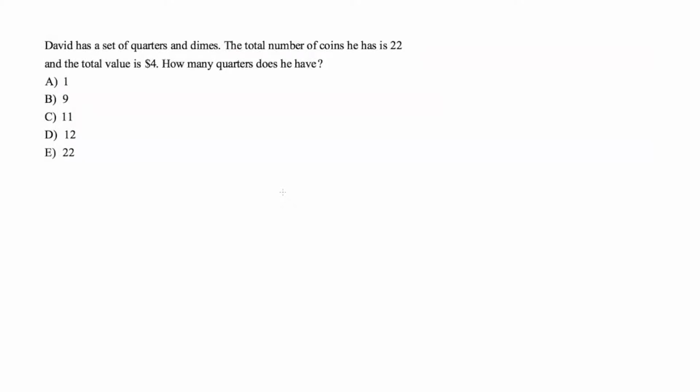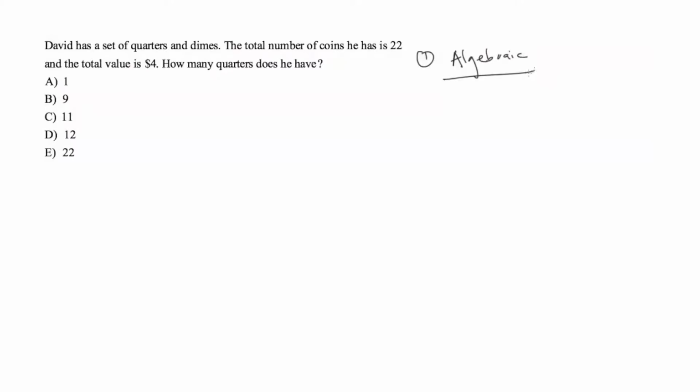David has a set of quarters and dimes. The total number of coins he has is 22, and the total value is $4. How many quarters does he have? There are two ways to do this. We can plug in the answers and work backwards, or we can come up with algebraic expressions and work that way using systems of equations. Let's do that way first, because that's the tendency of most people.